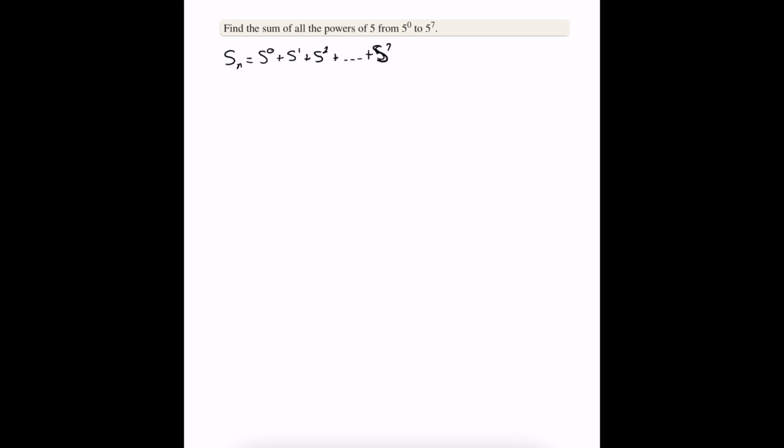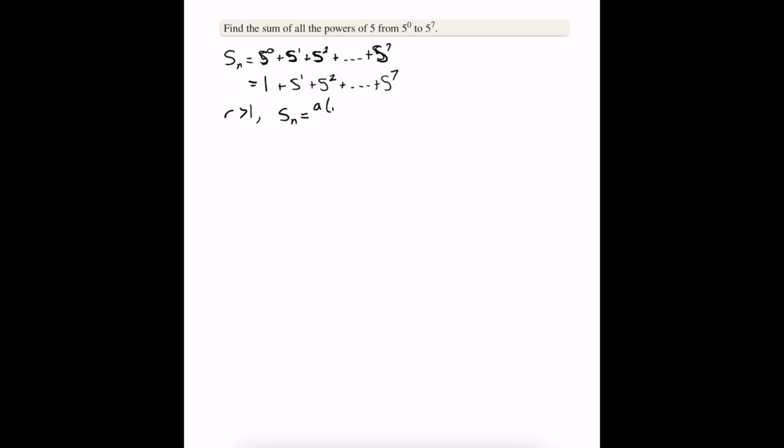So these look a bit like S's. Now 5 to the 0 is just 1, plus 5 to the power of 1, plus 5 squared, plus 5 to the power of 7. We can do this in the calculator, but for the purpose of what we're learning about in this lesson, let's use the formula. So r is greater than 1, so let's use this formula.